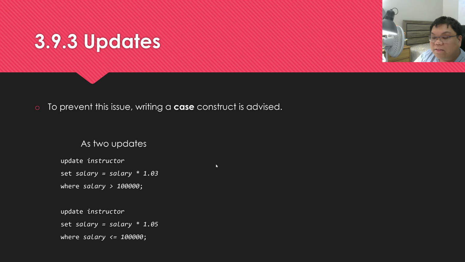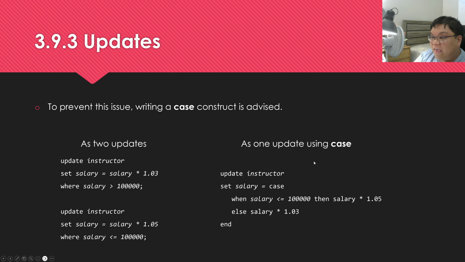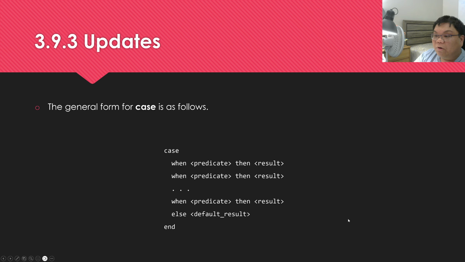If we want to prevent mix up like that, we could instead use a case construct. Update instructor set salary equals case when salary is less than or equal to 100,000, then salary times 1.05, else salary times 1.03. And here's the general form for the case construct as well. So case, when predicate, then result, when predicate, then result, else default result, end.